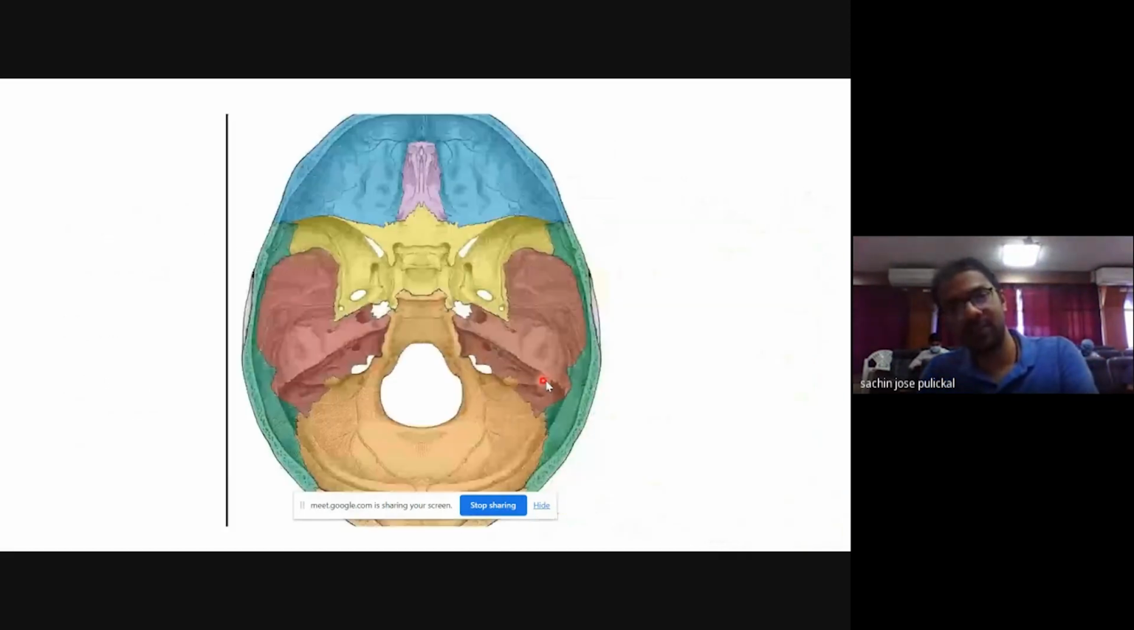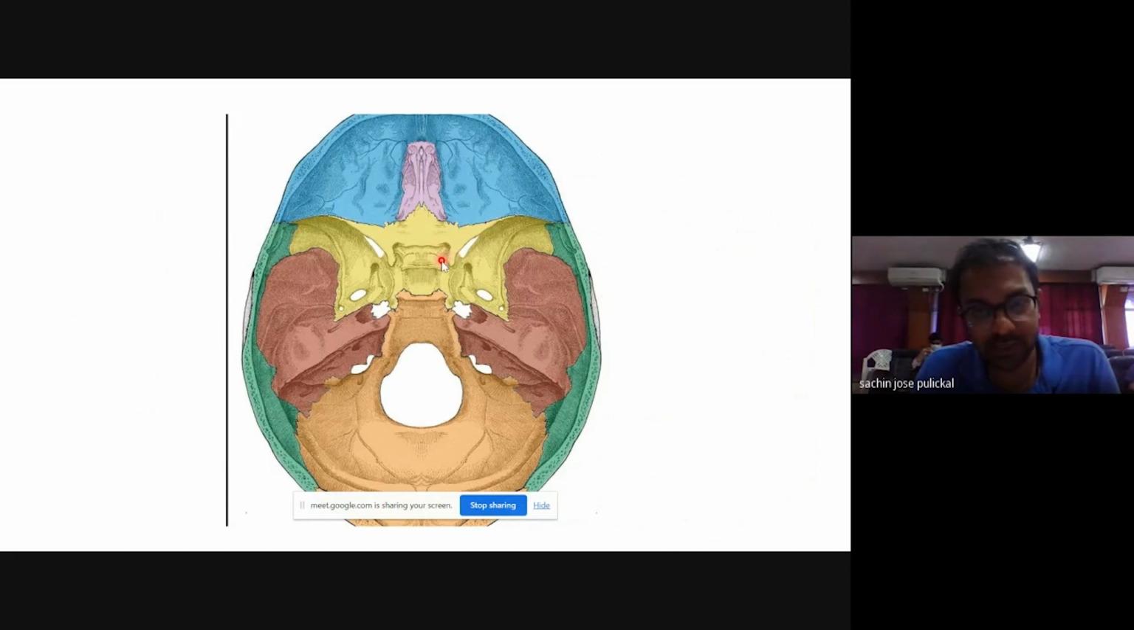Coming to some revision, this is a cut section of the skull. As we know, this is the lesser wing of the sphenoid. I'll point these out so that we'll be coming across these bony landmarks throughout the presentation. The lesser wing of the sphenoid continues as the anterior clinoid process here. Medial to the anterior clinoid process, you have the optic canal, through which the optic nerve comes. Between the optic nerve and the anterior clinoid process is the part where the ICA comes.